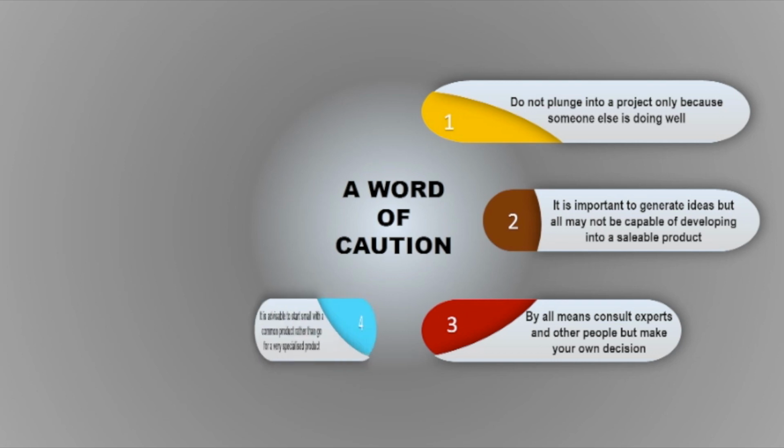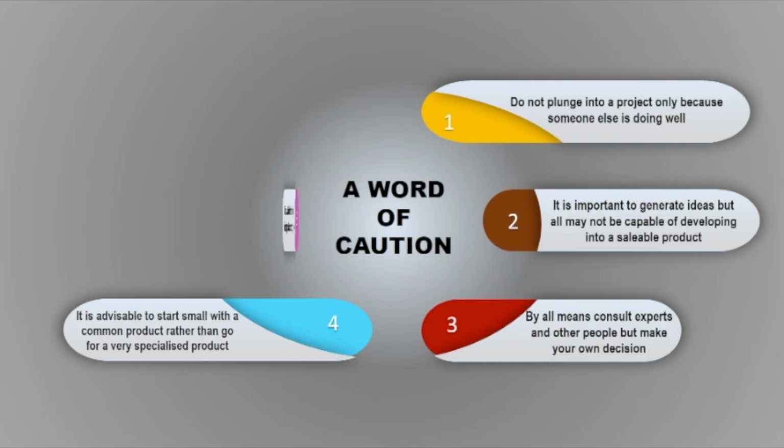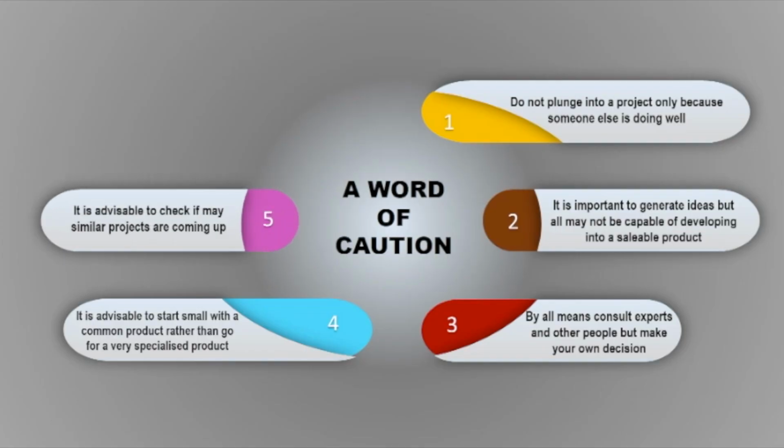It is advisable to start small, especially for a first generation entrepreneur. My recommendation is that you start small, with a common product rather than going for a very specialized product. Once you are really stabilized for some 3-4 years, then you can take off.